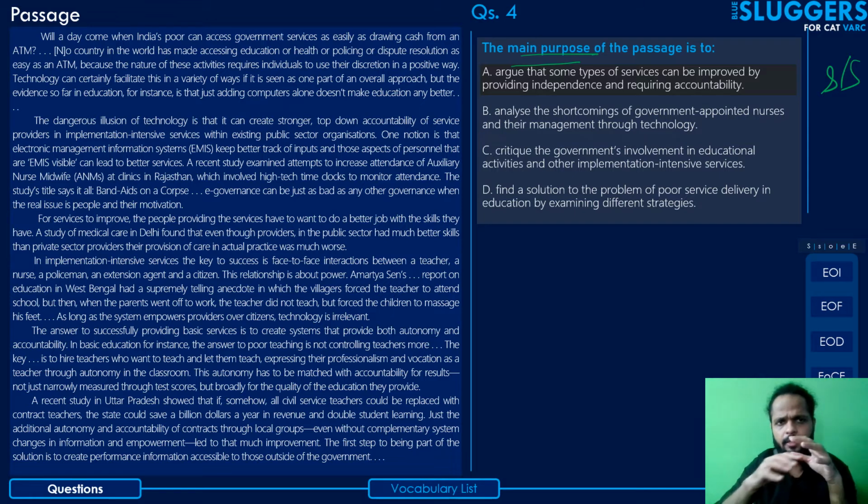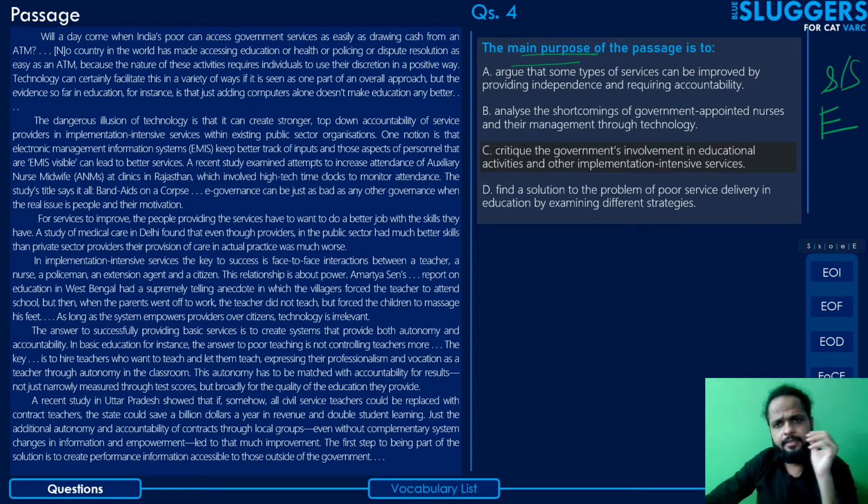The core discussion is about how the implementation oriented services in public sector, these public sector units, can be improved, and what are the main factors that play a role so far as the delivery quality of these services is concerned. So no, this is definitely not the answer. This can be eliminated with a capital E.